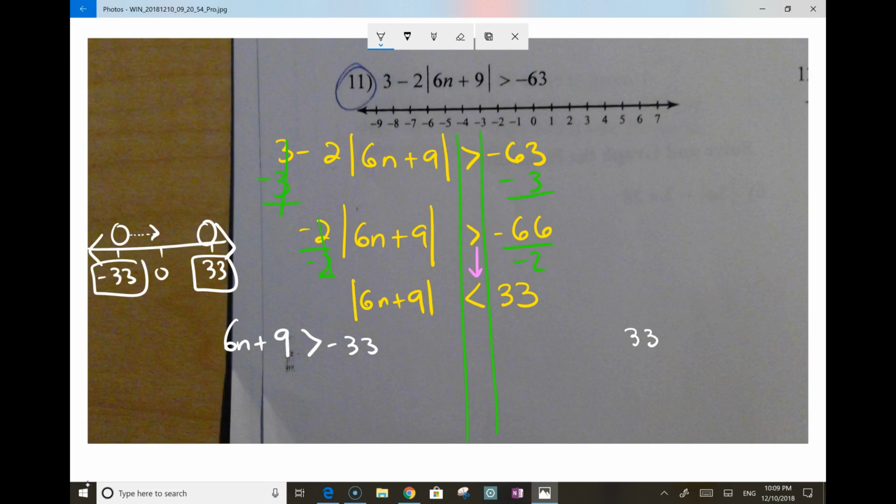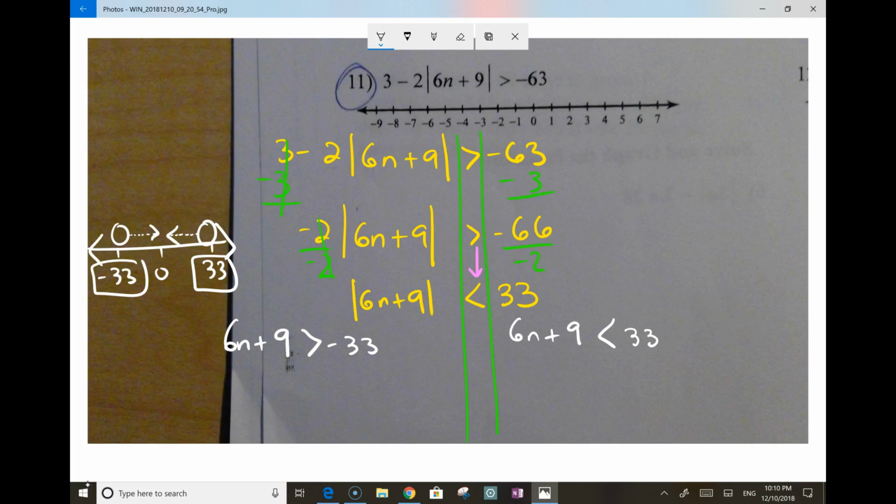If you're at positive 33, and you want to get closer to 0, then you'd have to go to the left. And if you pay attention to the tip of that arrow, that would be a less than sign. And so now we have 6n plus 9 is less than 33. And now we have two independent inequalities that we can solve and then graph together in the same place.